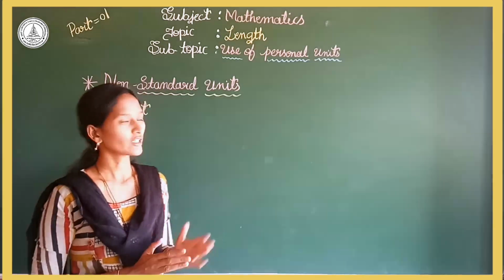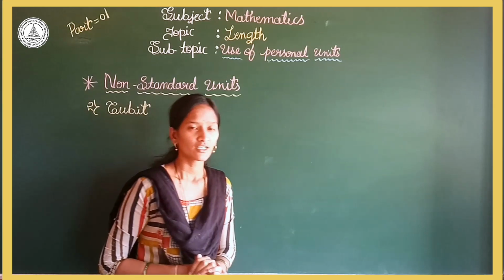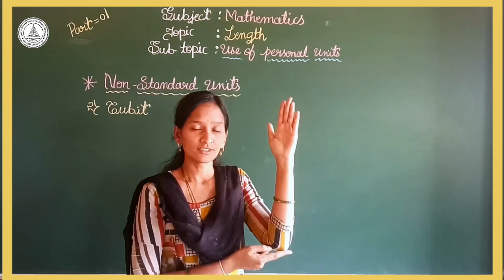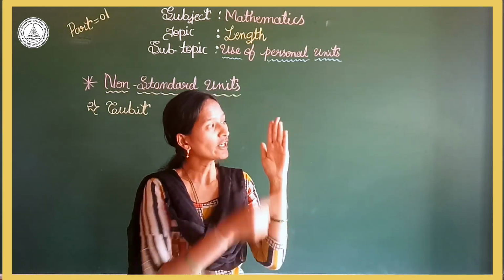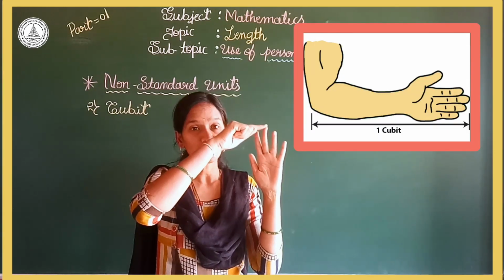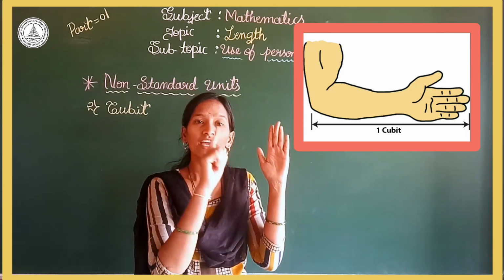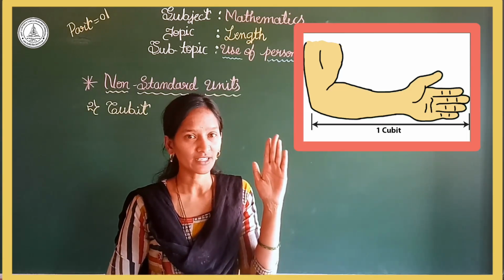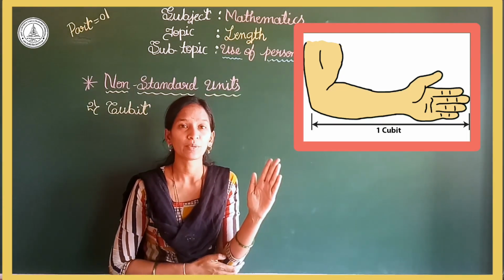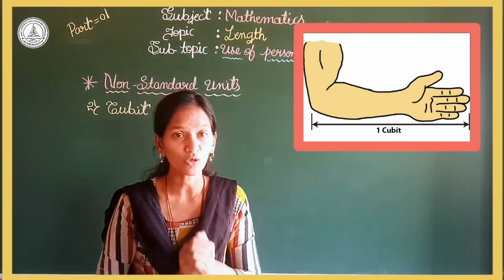So students, come to the second one, that is cubit. Yes, what is this cubit? The distance from the elbow to the tip of your middle finger. This is the middle finger, right? This distance is called 1 cubit, right? So by using this cubit, you can measure different objects.